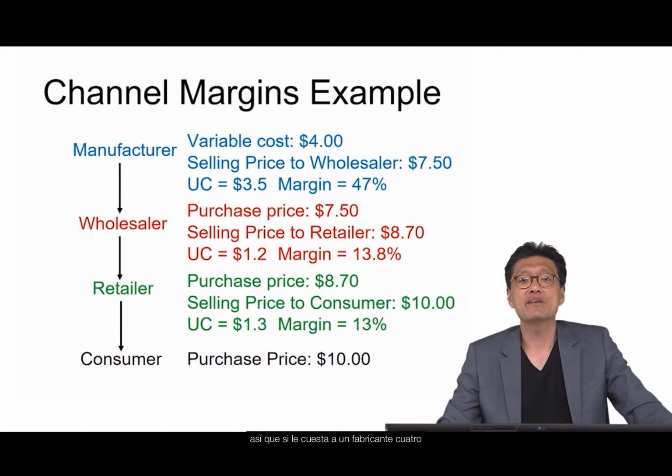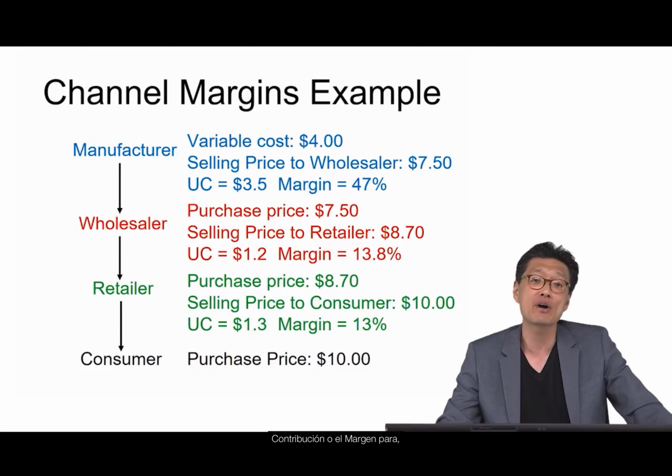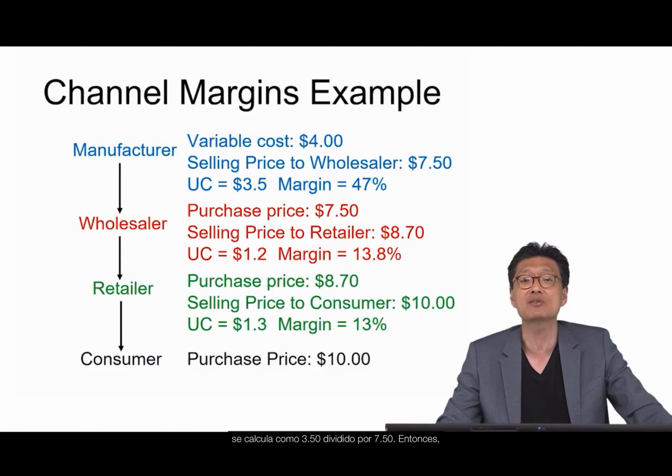So if it costs the manufacturer $4 to make the product, let's say the variable cost is $4, and it sells it to the wholesaler at $7.50, then the UC, which stands for unit contribution, or the unit margin, is $7.50 minus $4, so it's $3.50. So then the margin is $3.50 divided by $7.50, which gives you 47%. So that margin of 47% is calculated as $3.50 divided by $7.50.